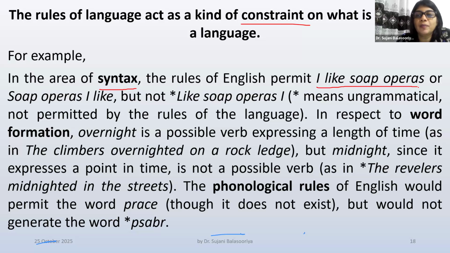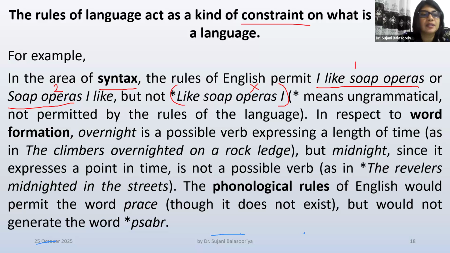I can say, I like soap operas. Subject, verb, object. Or even I can say, soap operas I like. By shifting the object to the beginning of the sentence, you can say soap operas I like. That is also fine, right? But not like soap operas I. These kinds of constructions are not permitted because they don't make any sense. They are ungrammatical. So we can't arrange words as we want. We have to follow syntax rules, even the first pattern or the second pattern, not any other pattern.